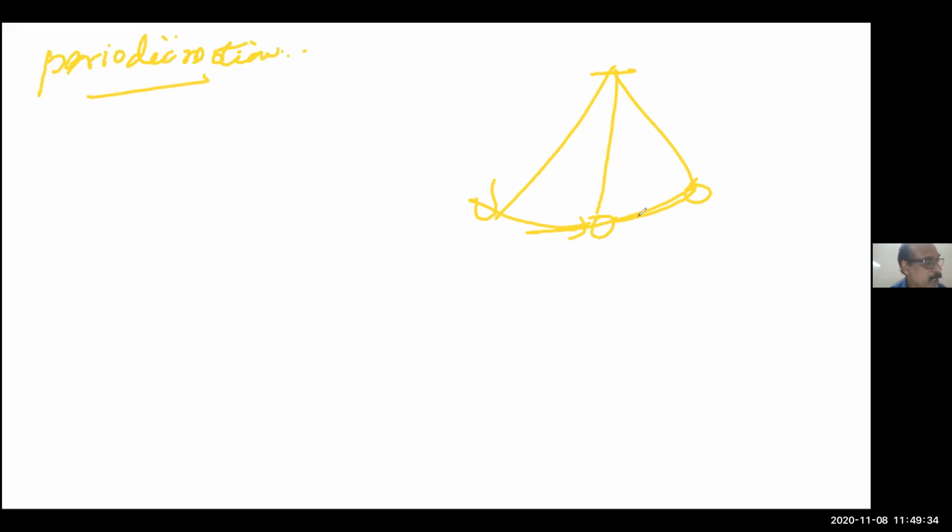Write down. If a motion is repeated again and again within a fixed interval of time, this motion is called periodic motion.